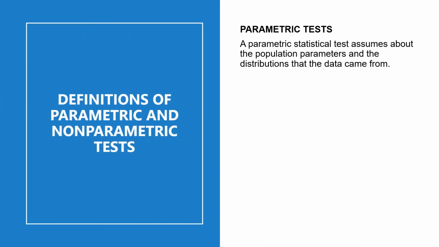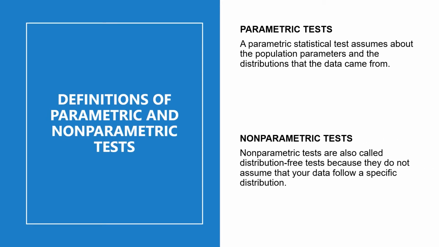A parametric statistical test makes assumptions about the population parameters and the distributions that the data came from. These types of tests include Student's t-test and ANOVA test. On the other hand, non-parametric tests are also called distribution-free tests because they do not assume that your data follow a specific distribution.